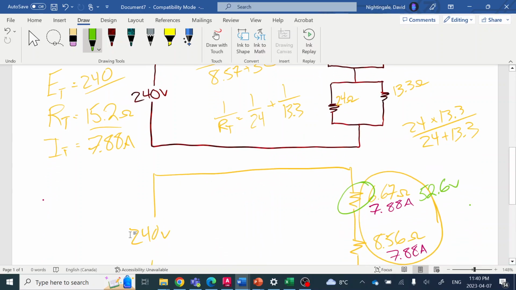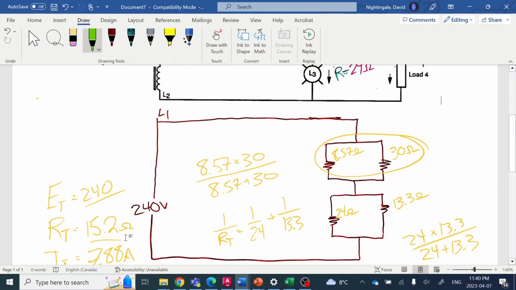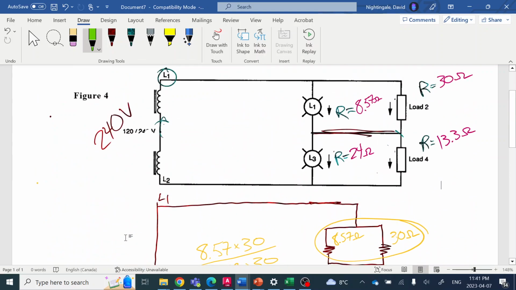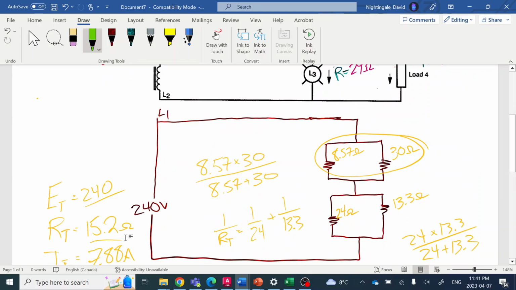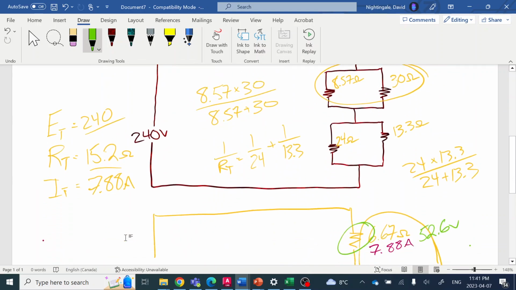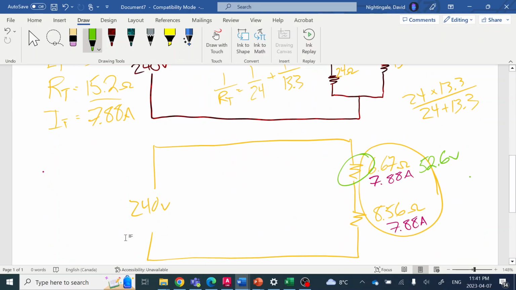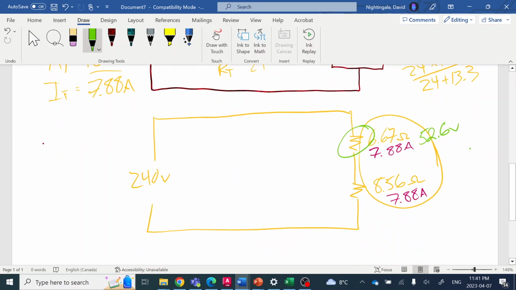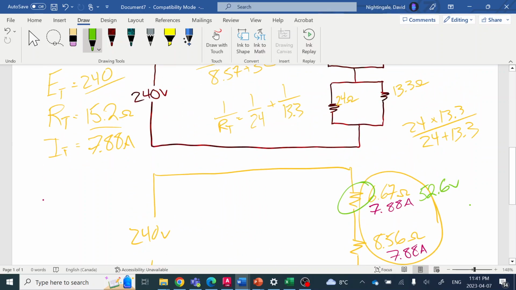Oh, I must have made a mistake here. Where did I make a mistake? I added that together, that's my total resistance. Let's try current again. So 240 divided by 15.2. Oh, I made a mistake with my current.